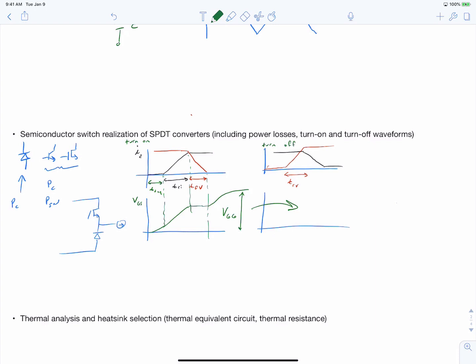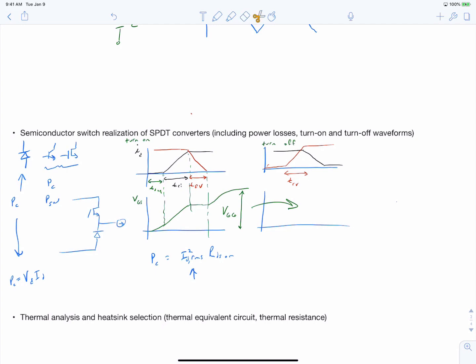For conduction losses, we considered calculating conduction losses for the MOSFET based on the channel resistance. So our drain current, our RMS drain current, times RDS on. And we considered calculating them for the diode in terms of our forward voltage drop and our average diode current.